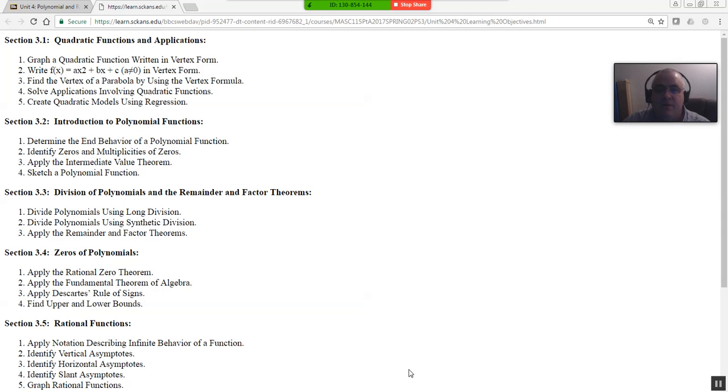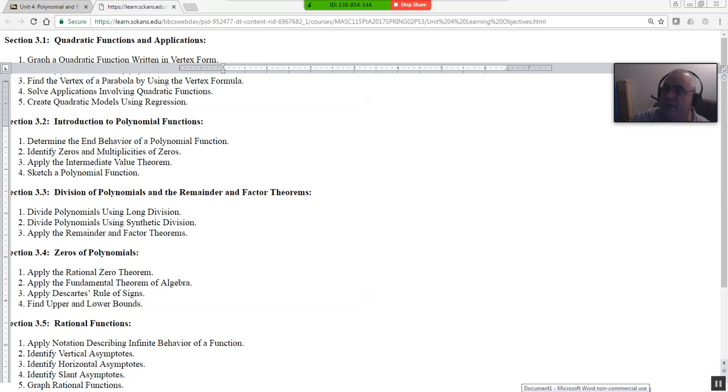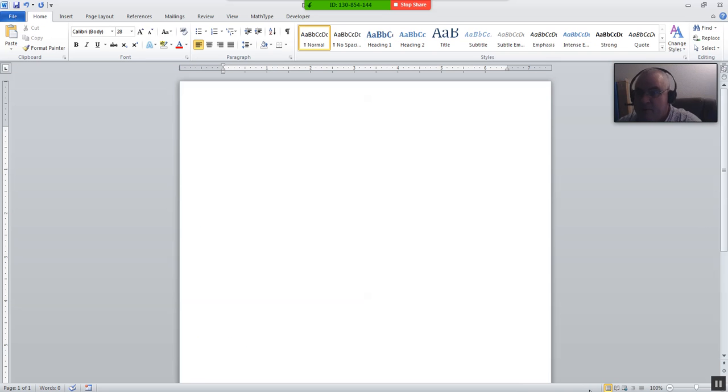Let's take a look at this unit. Now the first section is about quadratic functions and applications. So let's discuss that. Talks about a vertex form. In some books that's referred to as standard form.